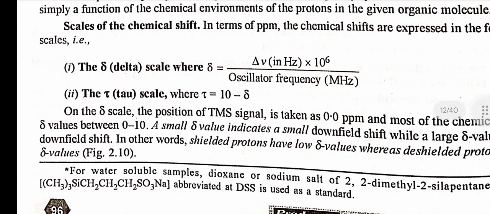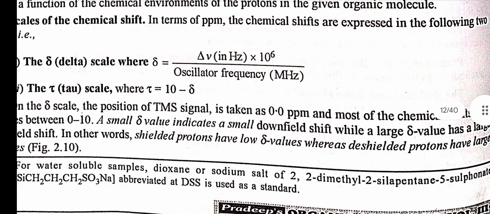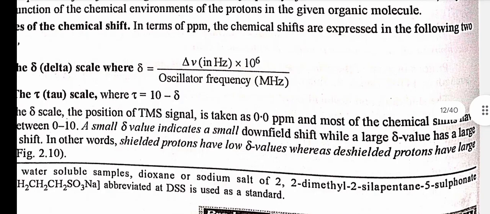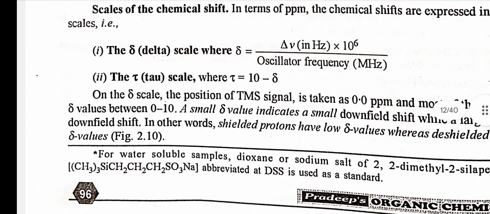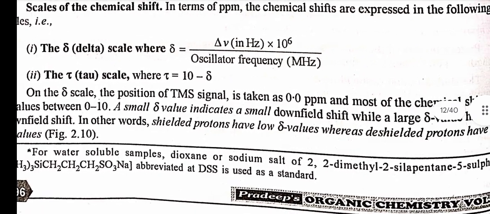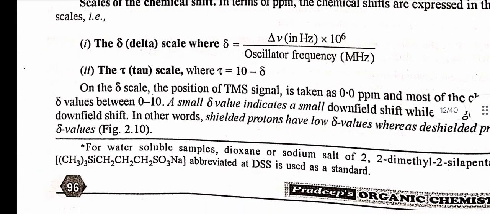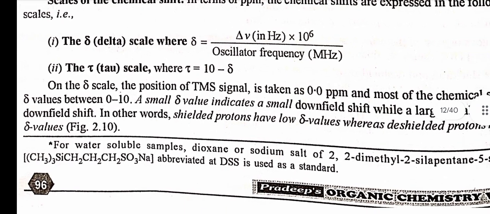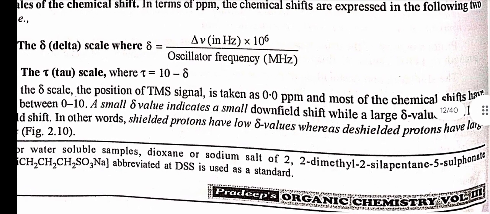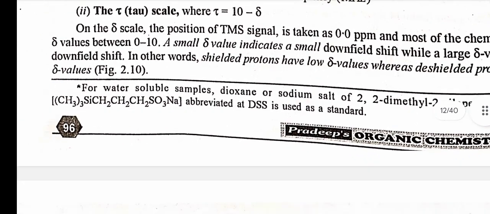On the delta scale, the position of the TMS signal is taken as 0.0 ppm and most of the chemical shifts have delta values between 0 to 10. A small delta value indicates a small downfield shift while a large delta value has a large downfield shift. In other words, shielded protons have low delta values whereas de-shielded protons have large delta values.